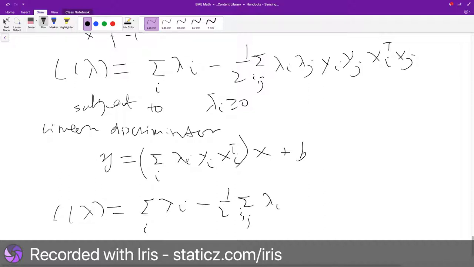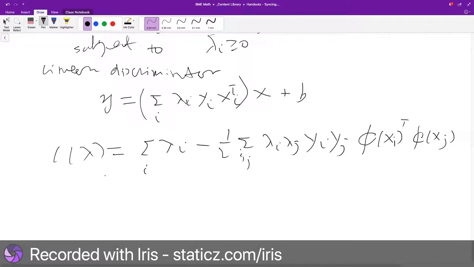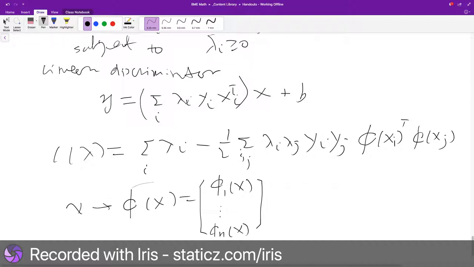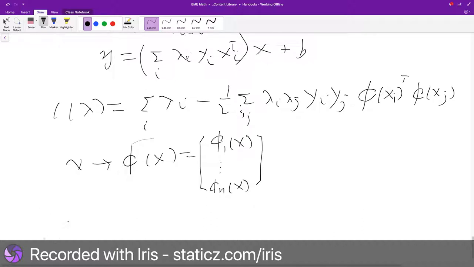yi, yj. So here is the function of x transposed times the function of xi, xj. What I want to show you is that this x is a vector, right? You have a set of nonlinear functions, so your x vector is mapped to another vector. It could go to a higher-dimensional space, or it could be the same space. So this is just your new variable, and your linear discriminant, now it's nonlinear, looks like that.